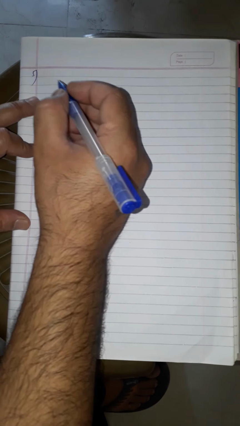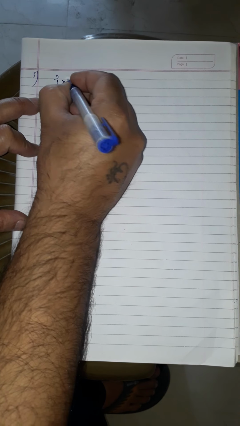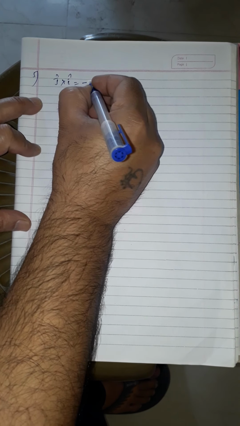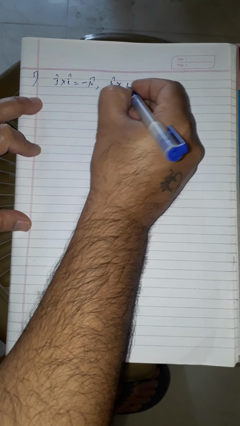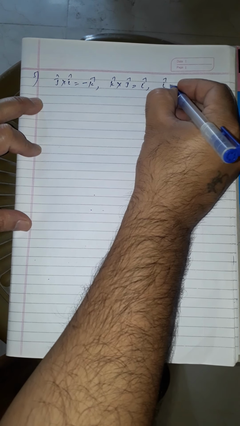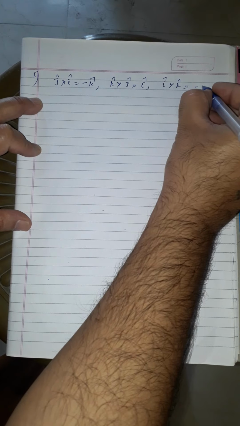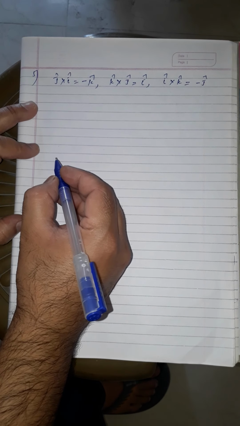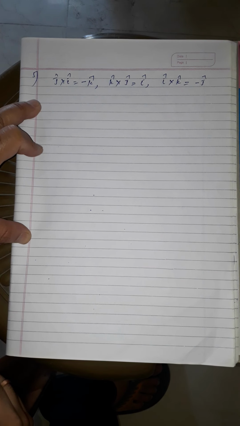Remember students, j cap cross i cap is equal to minus k cap, k cap cross j cap is equal to minus i cap, and i cap cross k cap, remember students, this is equal to minus j cap. So these are the 5 observations that I have told you. We will make use of these observations in the exercise questions.